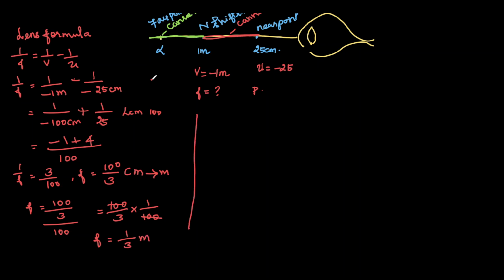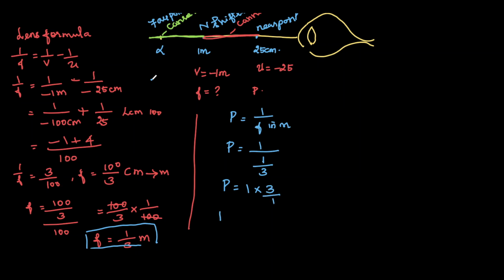By substituting this F value, we are finding out the power of the lens. P is equal to 1 by F in meter. So P is equal to 1 by F, where F is 1 by 3 meter. It is already in meter, so we can substitute directly. The reciprocal of 1 by 3 is 3 by 1. So P is equal to plus 3 diopter.